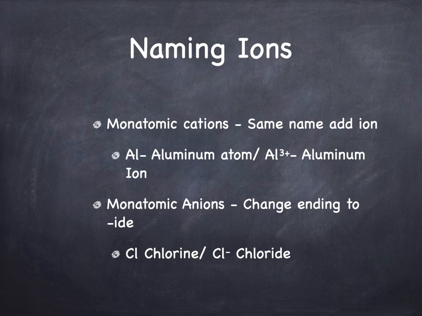But you don't need the term ion for monatomic anions because the -ide tells you it's charged. For monatomic cations, you absolutely need the word ion at the end of the element name. Otherwise, you don't know the difference between the atom and the ion.